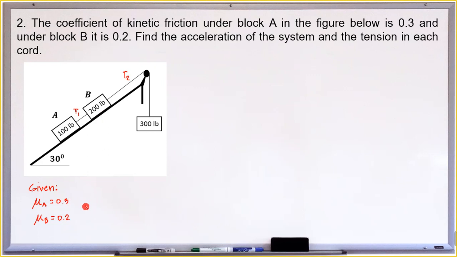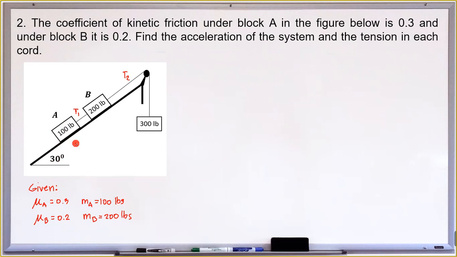That is in English, so be mindful. Mass A or weight A is 100 pounds, mass B is equal to 200 pounds. And then we have the third mass, 300 pounds. And the surface for both blocks A and B are inclined 30 degrees. So to solve for this one, again, don't forget to illustrate, or don't forget to create an FBD.